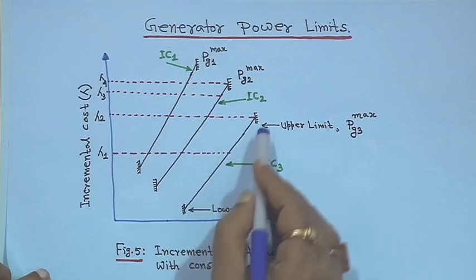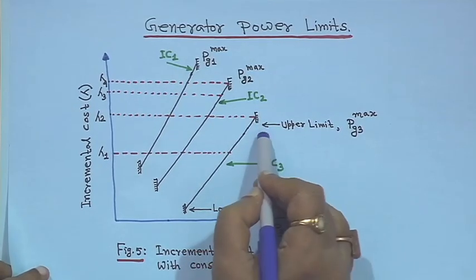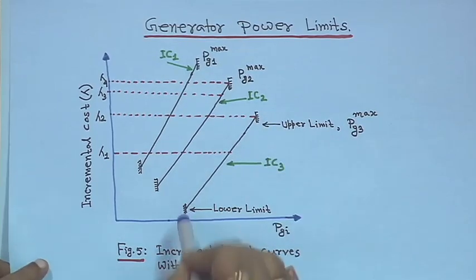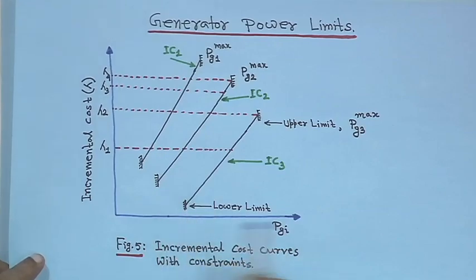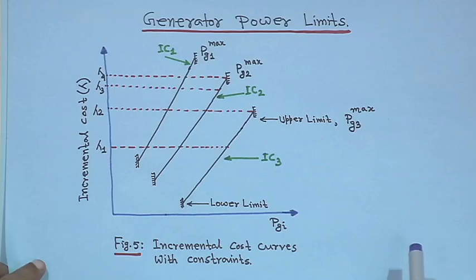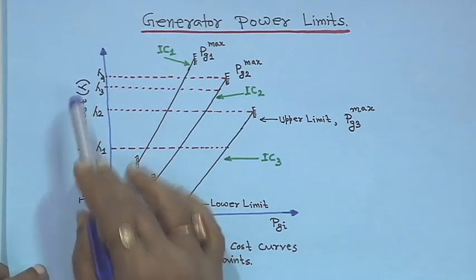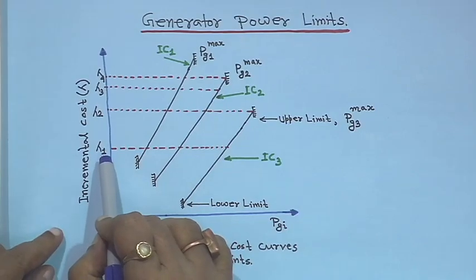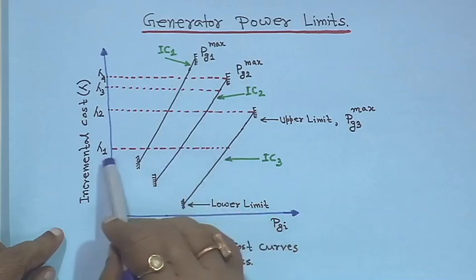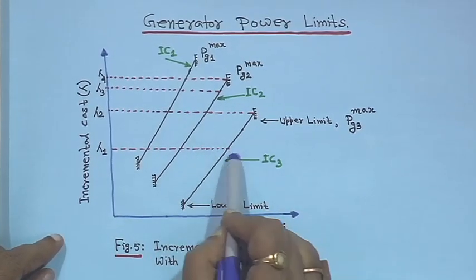And if this is the IC for generator 3, the incremental cost 3, and the upper limit here is Pg3 max, then the lower limit will be Pg3 min. Now, the generators all have to operate on an equal lambda basis. Suppose here it is given some value of incremental cost, lambda 1. So, in this case all the generators will work on this basis, the equal lambda basis.